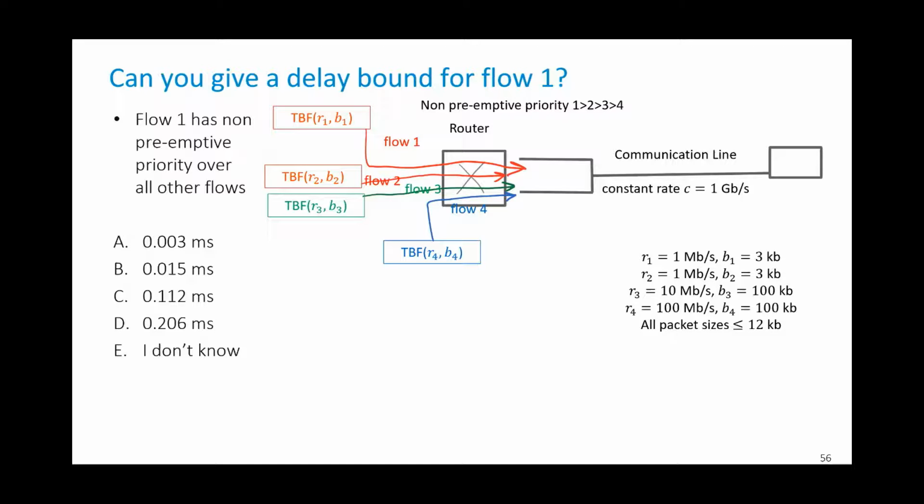So let's apply that. Let's assume now we're a bit smarter in our network, and we have flows on which we have put token bucket filters, like we should do if we are in an area where we want to control delays and latencies. So I assume flow 1, which is the high priority flow, has this parameter, 1 megabit per second, and a burstiness of 3 kilobit, etc. The parameters are given for the 4 flows. The line is at very high speed, 1 gigabit per second, and there is no preemptive priority of 1 over 2, etc. Can you give a delay bound now for flow 1?